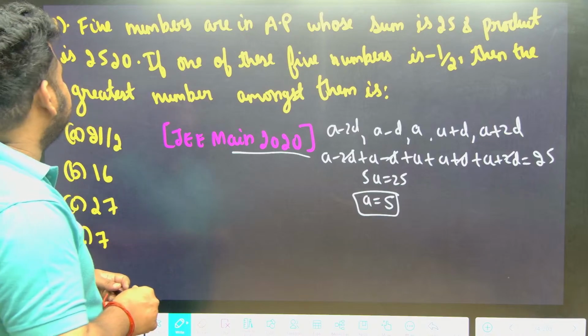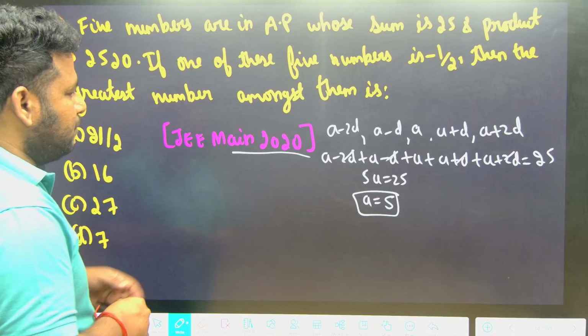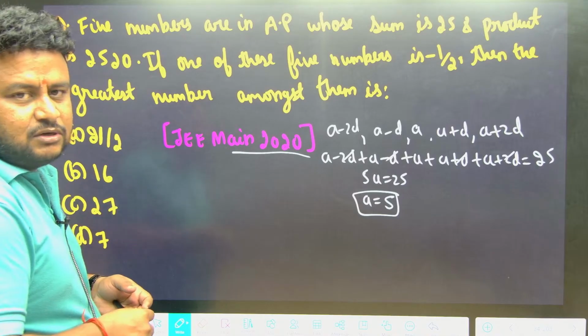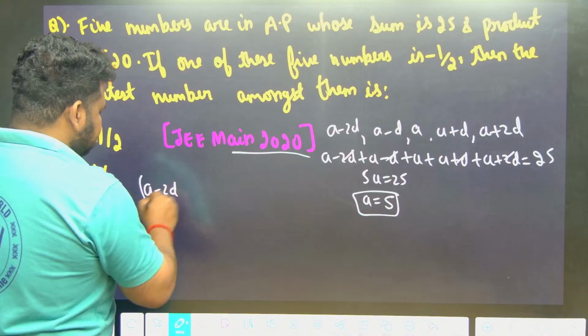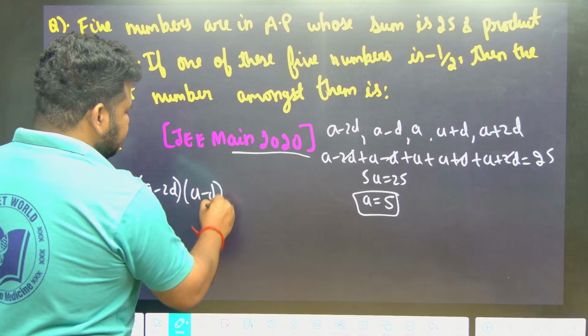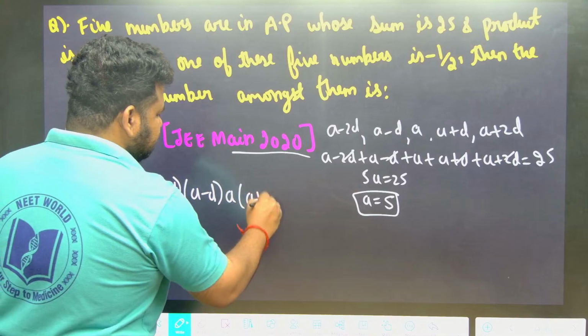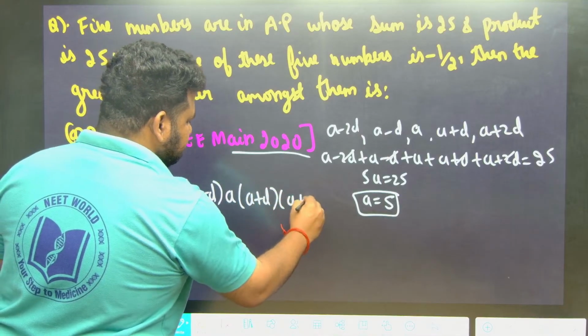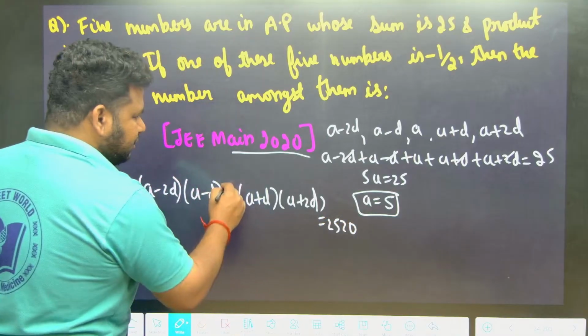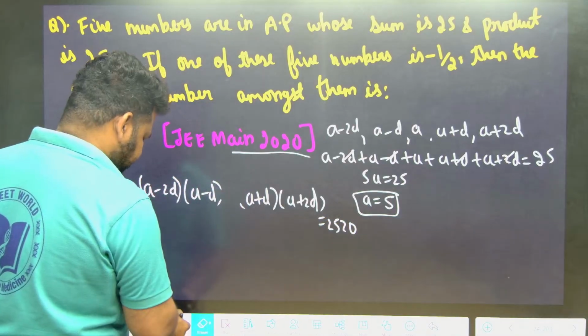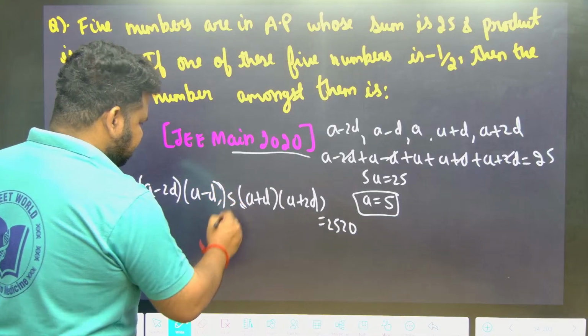They have given that the product is equal to 2520. The product of these terms, that is A minus 2D into A minus D into A plus D into A plus 2D, is equal to 2520. Here the A value I already got, as 5.